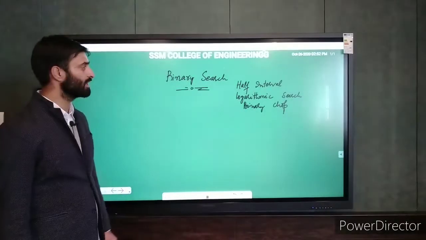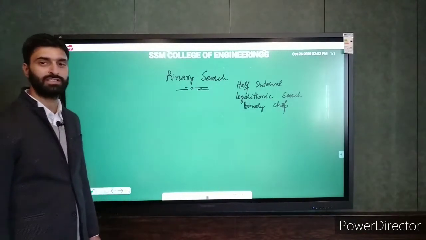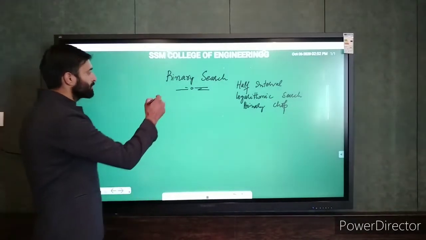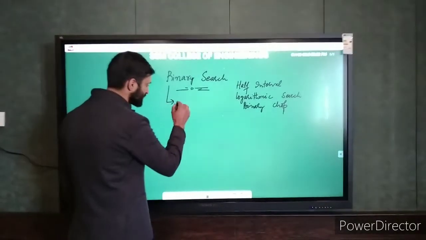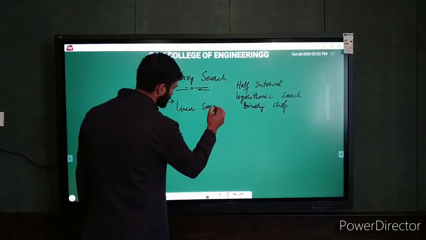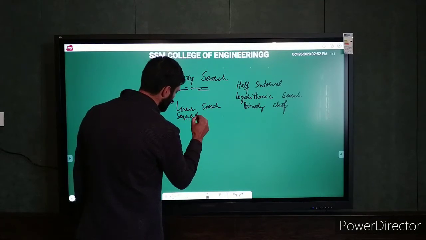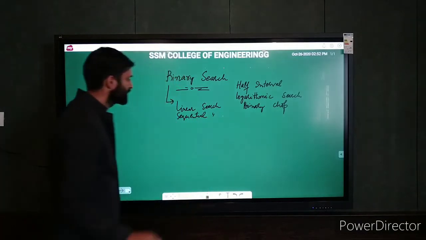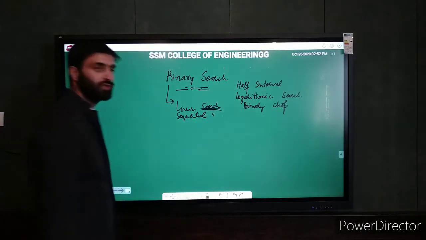Binary search. As we know, in the previous lecture we discussed the divide and conquer strategy. Before going to binary search, let me tell you something about linear search, or we can say sequential search. Linear search, or sequential search. As we have this search, it means we have to find something.